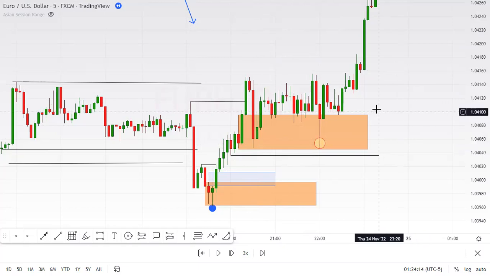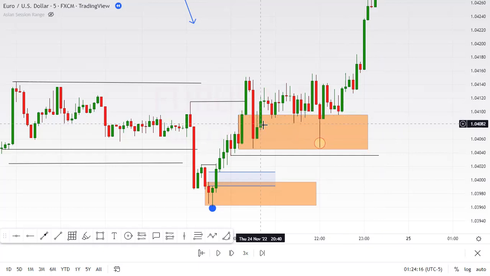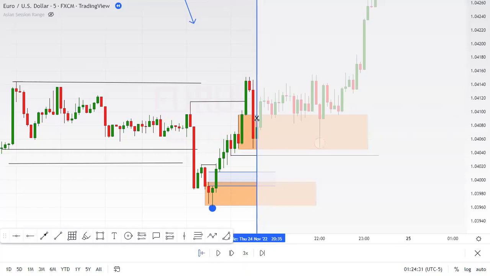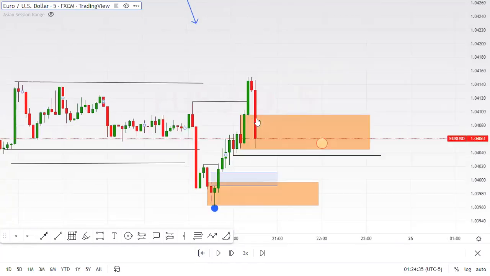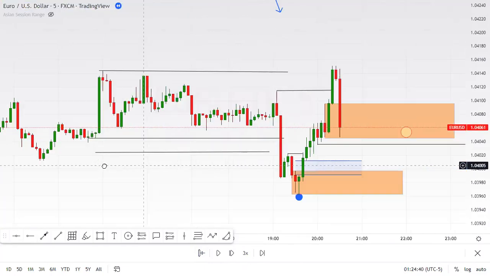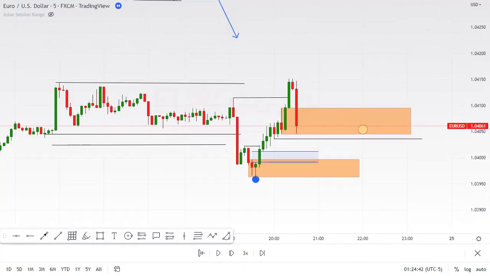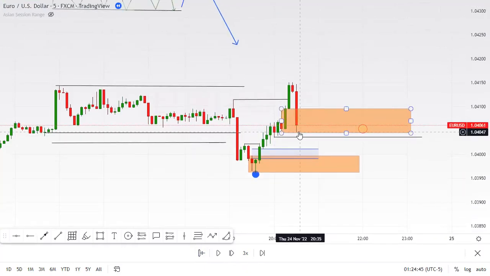Now, if you want a confirmation, you have to go to a lower time frame. For example, you are supposed to wait for the market to touch here, your order block, then you go to a lower time frame. Let me show you. Like there now, you see? The price touched the order block. If you want a confirmation, you go to a lower time frame.